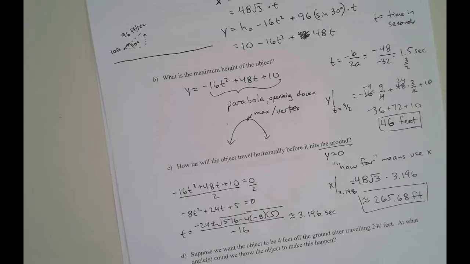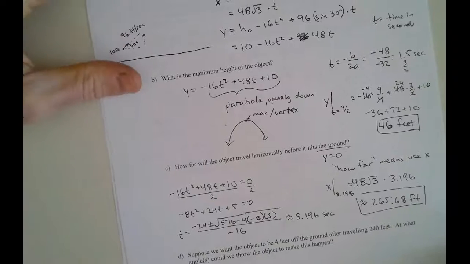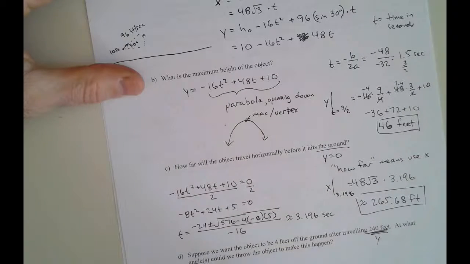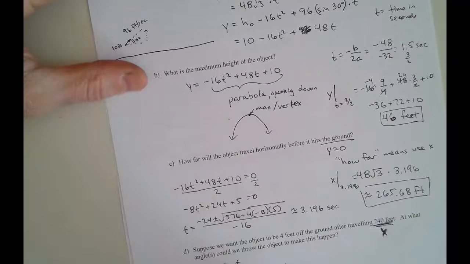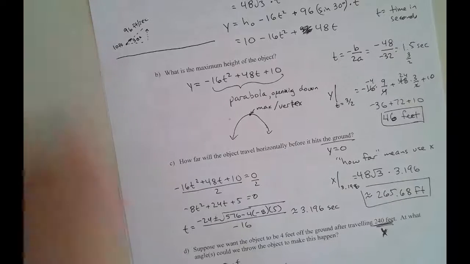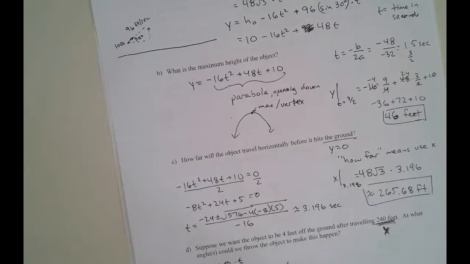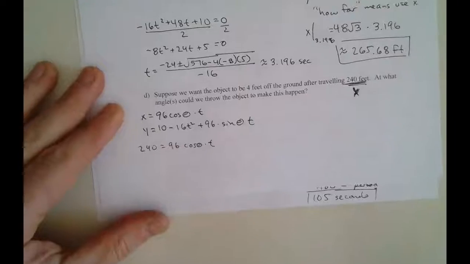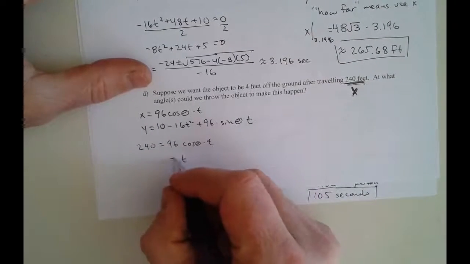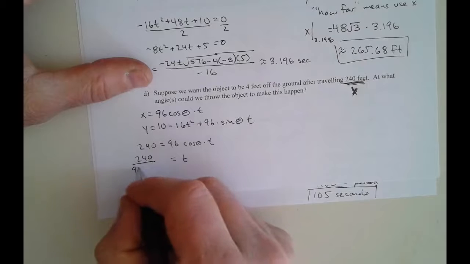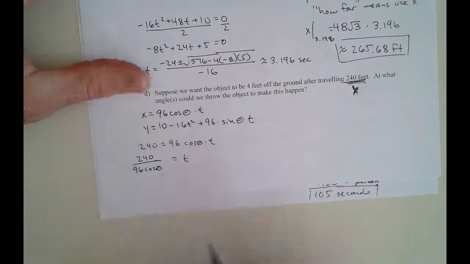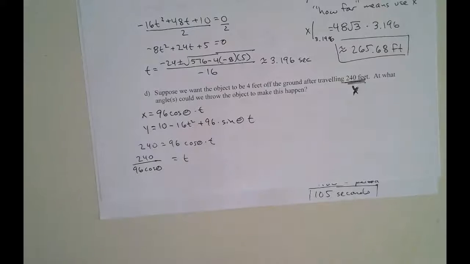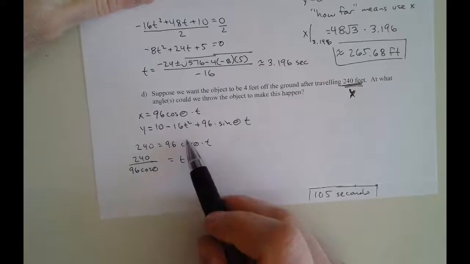So we want the object to be 4 feet off the ground after traveling 240 feet. Traveling 240, so that's a y value. Oh sorry, that's an x value because it's traveling 240. So I'll take the 240 equal to 96 cosine theta times t. I'm going to figure out the time. This is going to tell me the time for any given angle, the time that it's going to be at 240 feet. Oh, that's great, I have that time. Now I can take that time and plug it in up here.